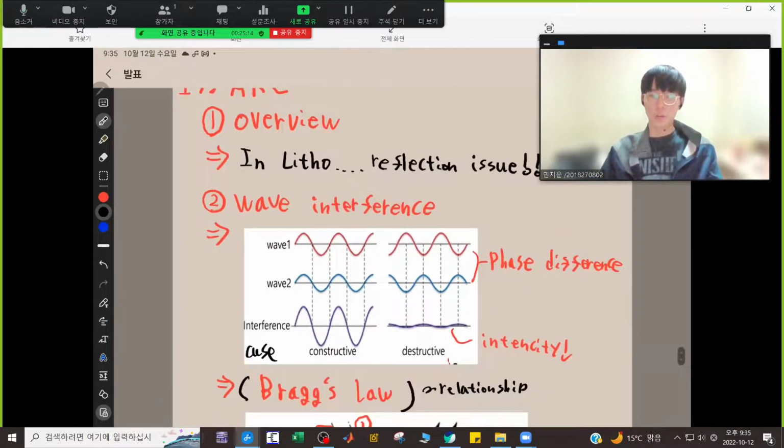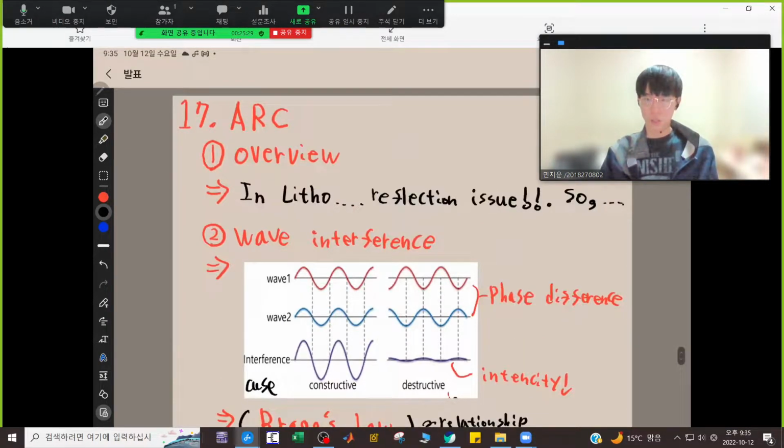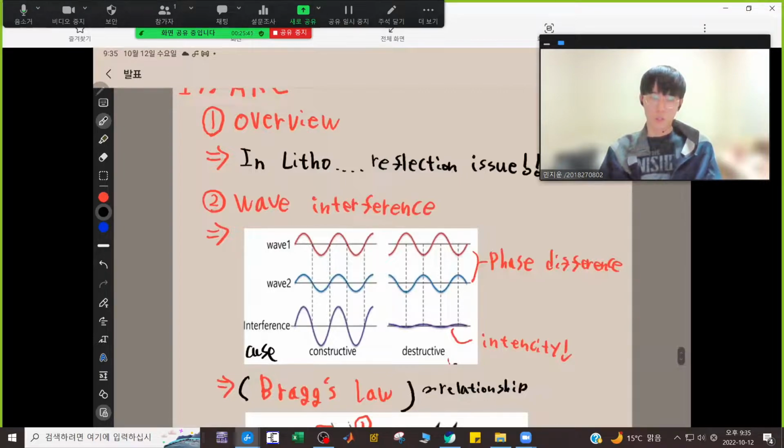First, in lithography, if we expose light to the mask, reflection occurs at the silicon surface. This reflection can cause some problems, so we should block it with an anti-reflection coating. Second is wave interference.